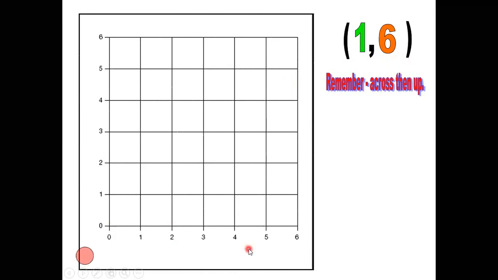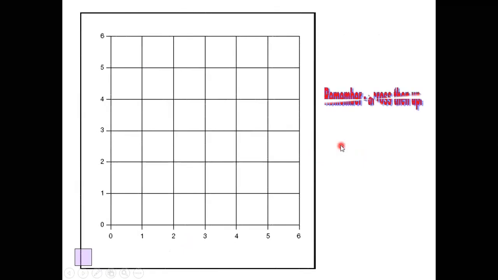Here one graph is given. This is the origin, (0, 0), and we want to plot the point (1, 6). First we move across. How many places? One place. After that, how many places do we move up? 6 places. So this is the point (1, 6). Remember always, first across, then up.